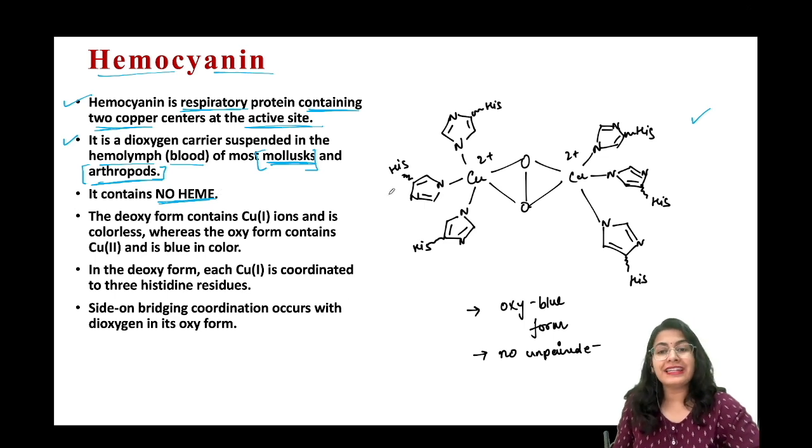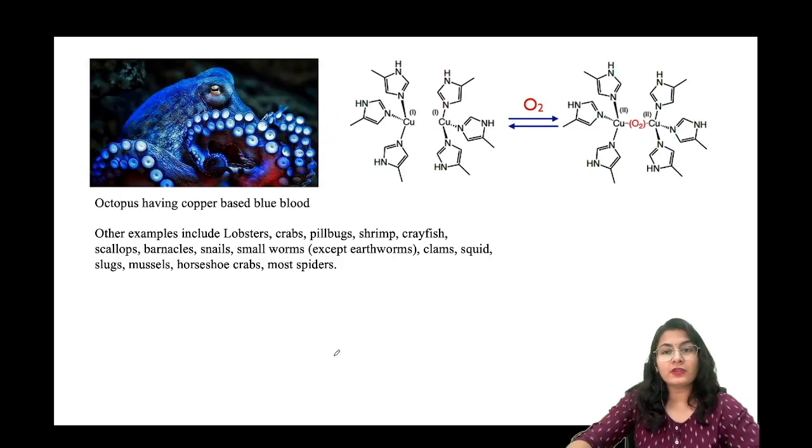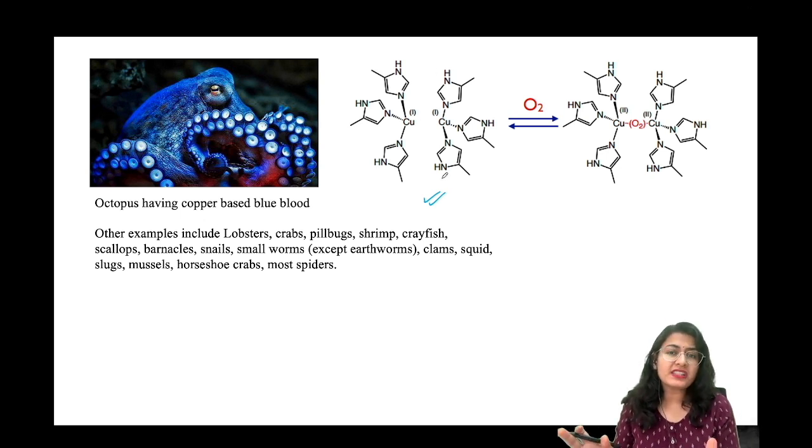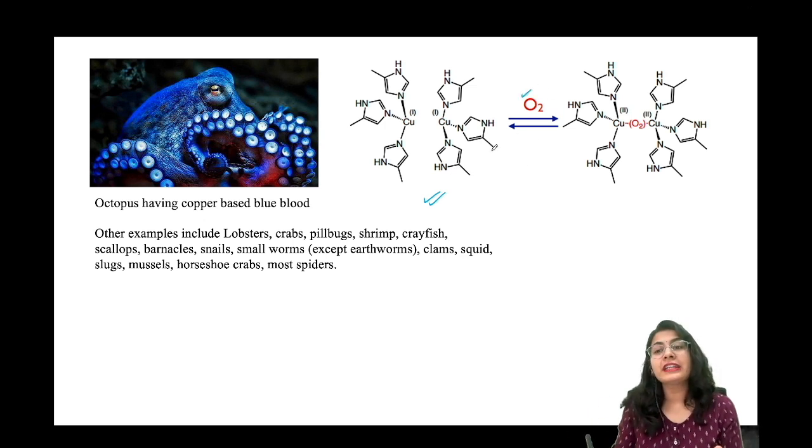Also, if you want to see the deoxy form, it is actually looking like this, that the two copper centers are a little bit far away from each other. They're in the +1 oxidation state. They are held by nitrogen of the histidine groups, like this histidine side chain of the amino acid. All right, when it catches the oxygen, it is converting the oxygen into a peroxide, and then there is going to be a bridge like this.